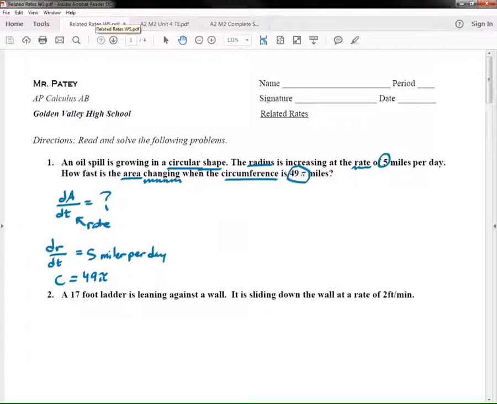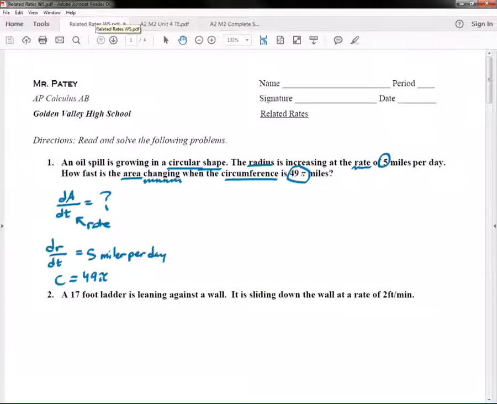Can you think of an equation that relates them all? Now, the way I do it is I look at what we're looking for. We're looking for the rate at which this area is changing. So, area. Is there some kind of an equation out there that relates area to all these other things?